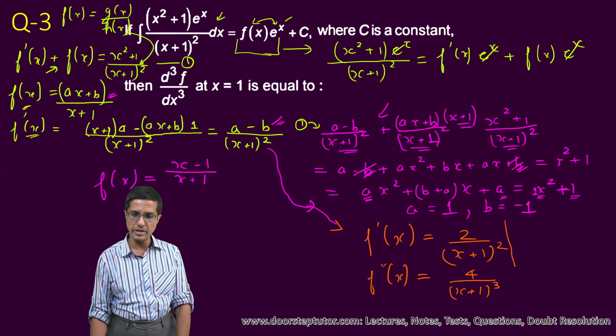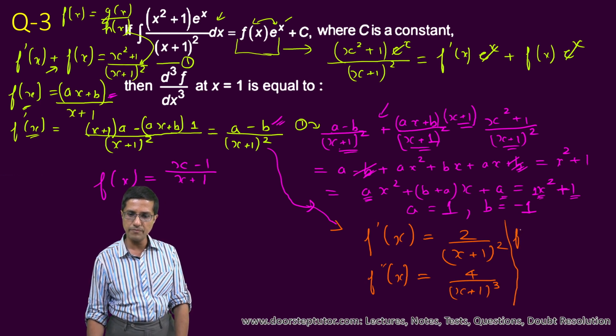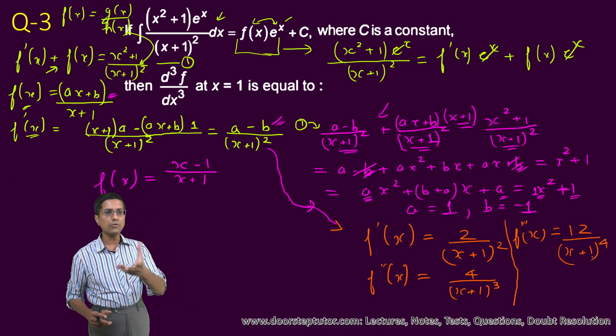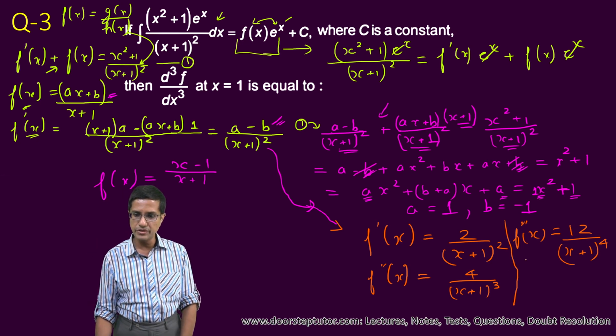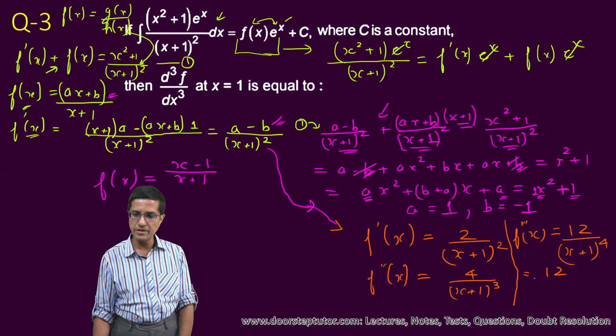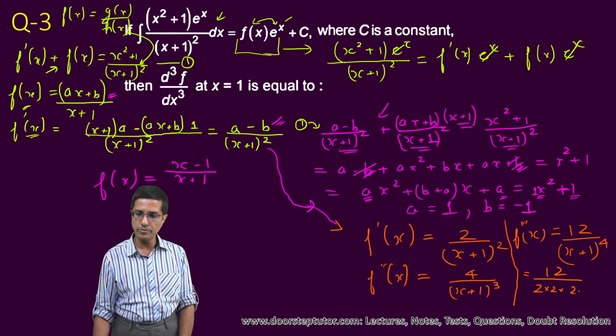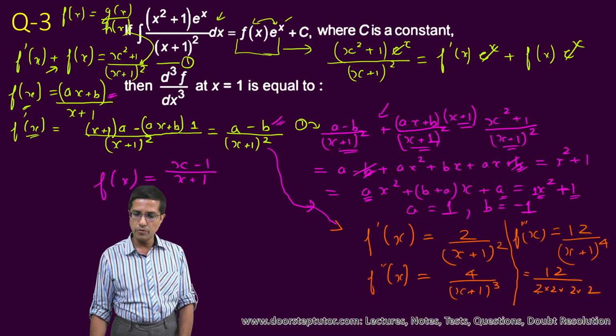Now if I want to take triple derivative, what does that become? F triple dash x will be equal to 4 into 3, which is 12, upon x plus 1 the whole raised to power 4. But of course we want to find the value of this at x equal to 1. So that's what we will put. So this becomes 12 divided by 2 into 2 into 2 into 2. 4 times this gets cancelled. So this becomes 3 by 4. That is our answer. Okay.